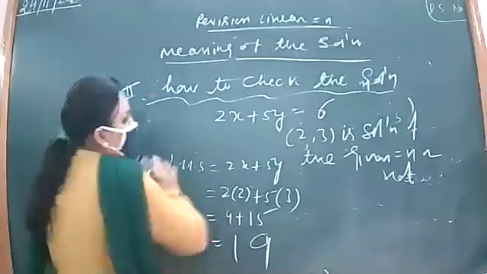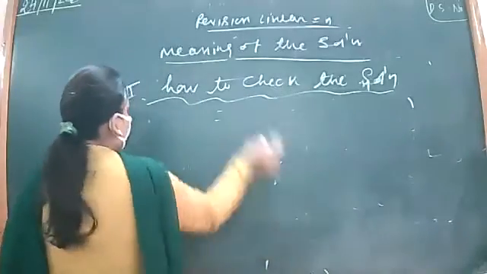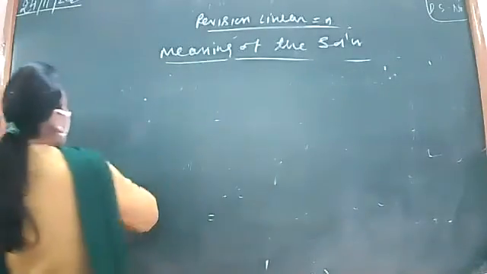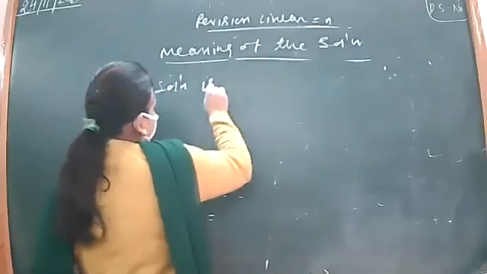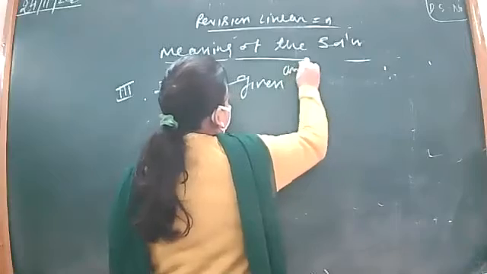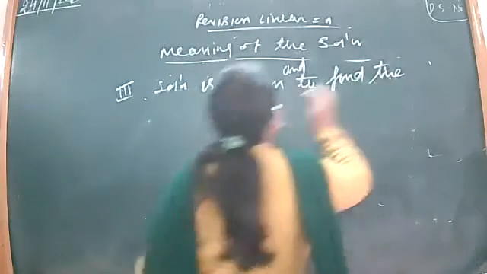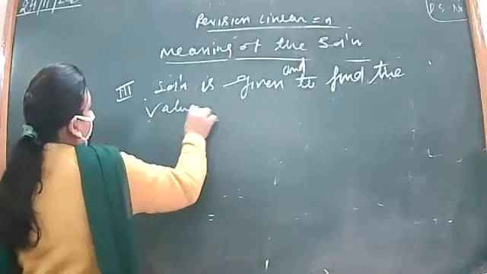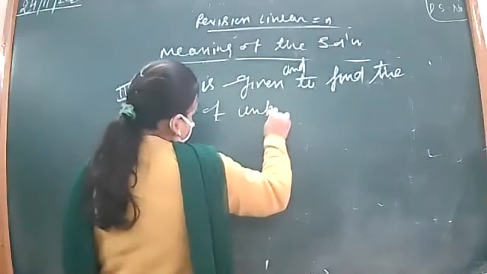Third type. Third type is: solution is given and to find the value of unknown.